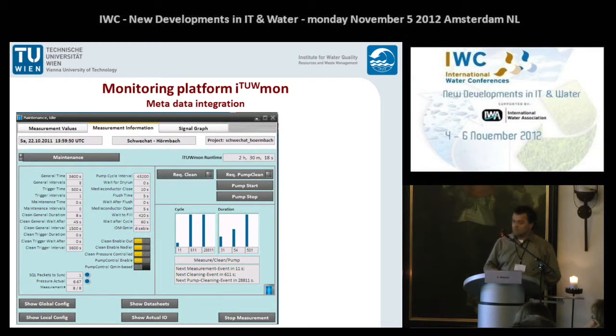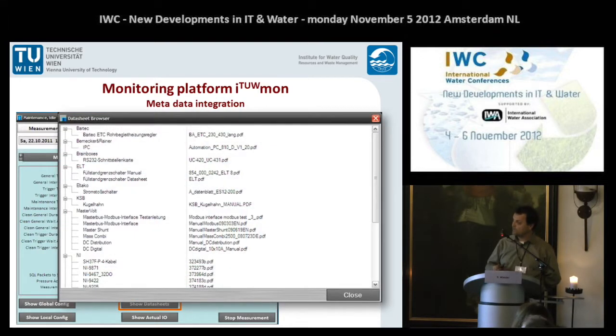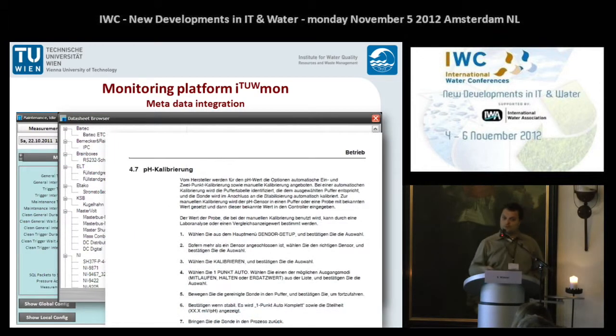Metadata integration, I mean, the main point here is that you have it at hand when you need it. So we integrated it into the system. So I can ask for the data sheets, and I get a list of the available data sheets, for example, and I get, for example, a calibration information for a specific instrument right at hand on site.